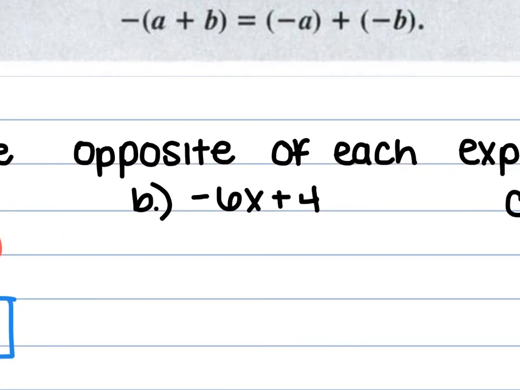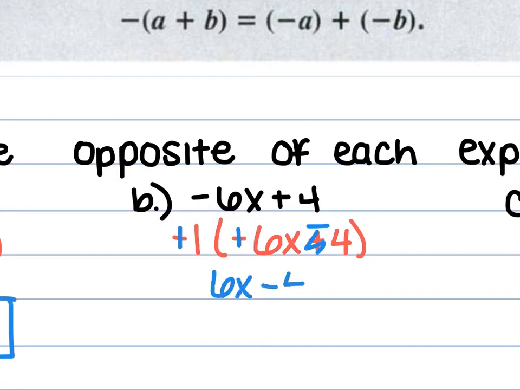So same thing with B. We're taking the opposite of negative 6x plus 4, so we're going to take negative 1 and distribute it into the expression negative 6x plus 4. So that negative 1 is going to turn into a positive 1, the 6 is going to become positive, and the 4 will become negative, making this 6x minus 4.